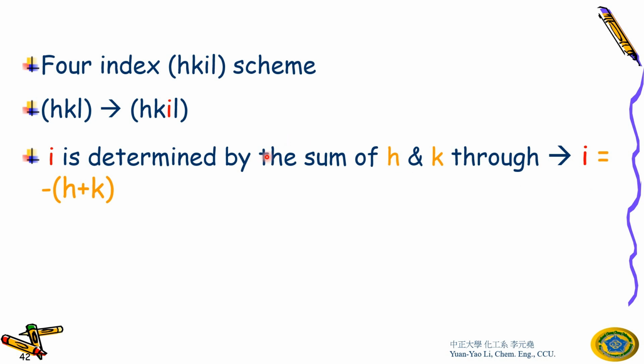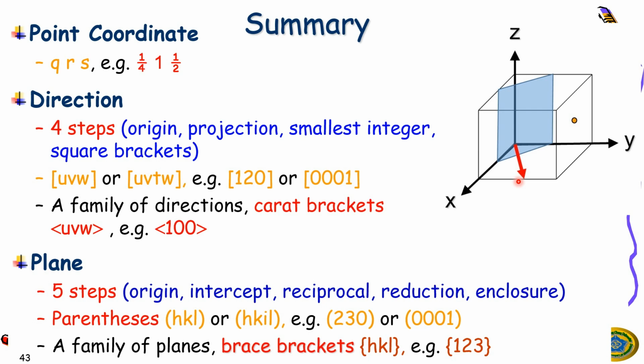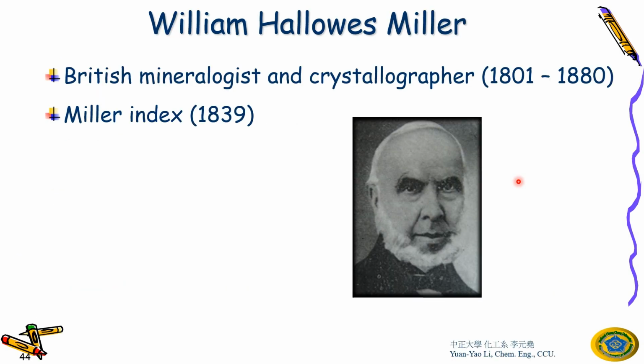Right. So for the 4 index scheme, you can transfer these 3 numbers to become 4 numbers from the cubic structure to the hexagonal structure. Okay. So only i is different. So you use i equal to minus (h plus k). Okay, again, you don't need to remember this. Once you need it, you just find it, and it'll be easy. Right, so this is a summary, and this is the Miller index.